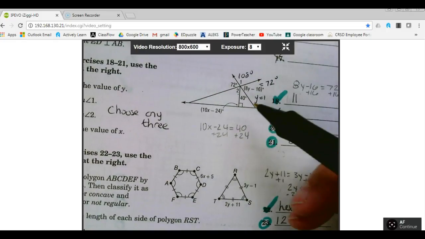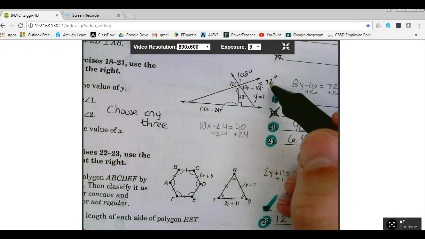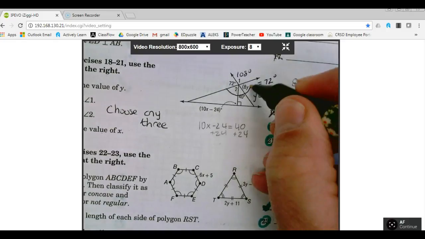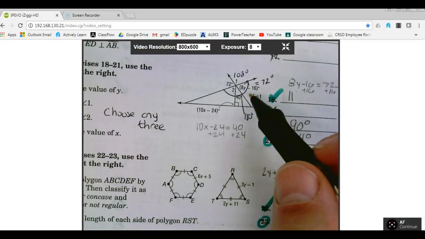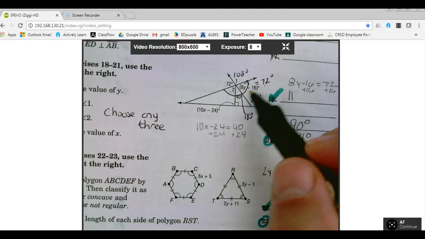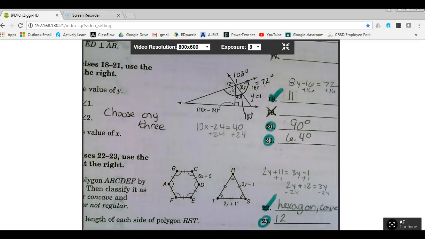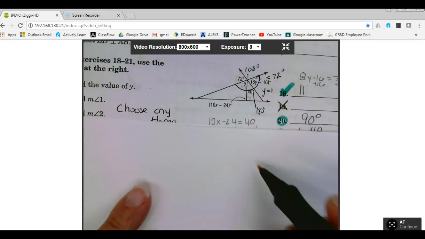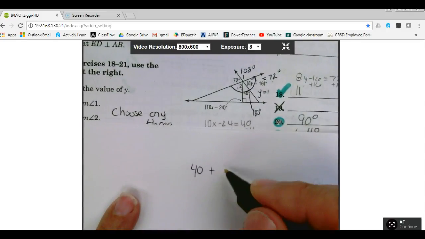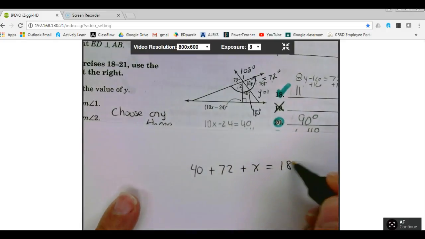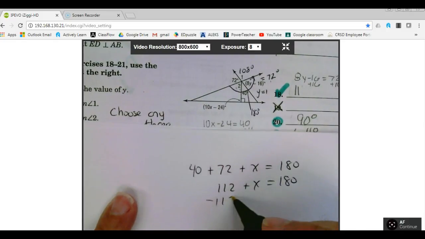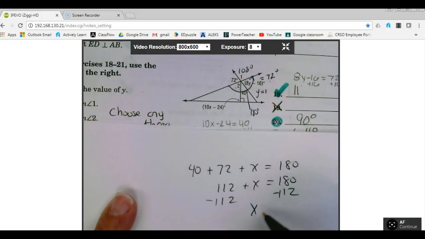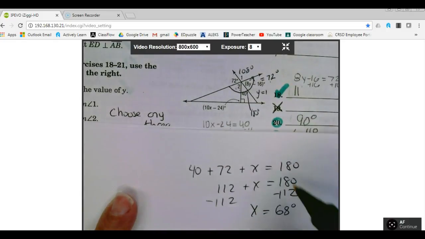So what we could do is figure out, if we now know this one is 72, and this whole thing here should be 180, right? Then we know that this angle plus 40 plus 72 equals 180. So the last part here would be 40 plus 72 plus x equals 180. So then we would have 112 plus x equals 180. Then we'd subtract 112 from both sides. And we get x equals 68 degrees. So this angle right here is 68 degrees.